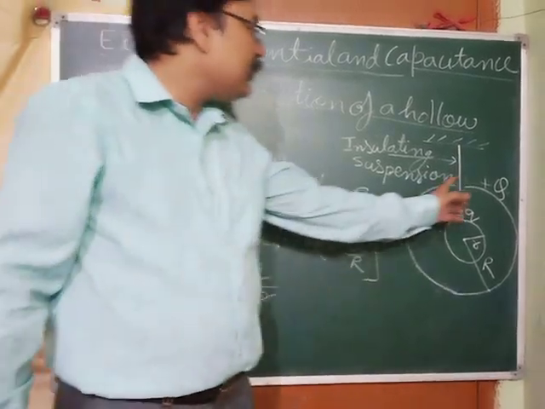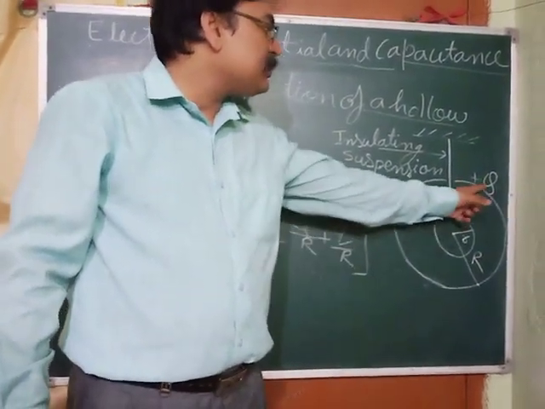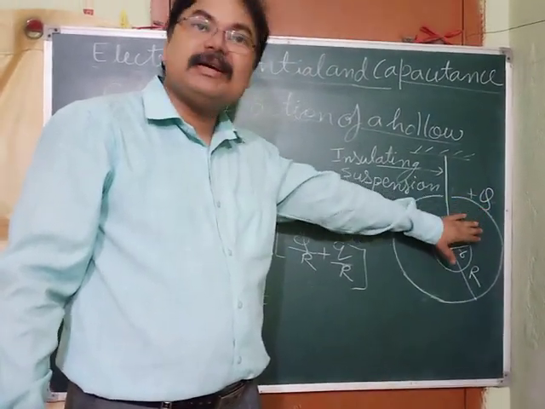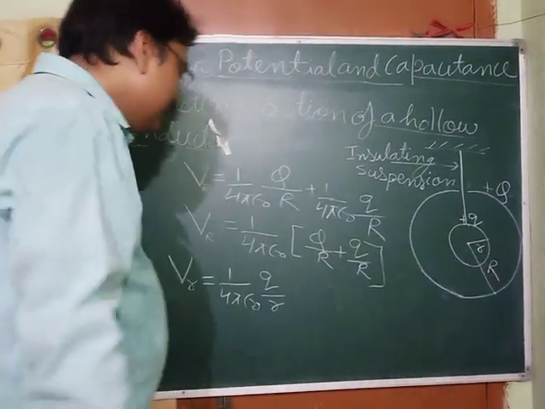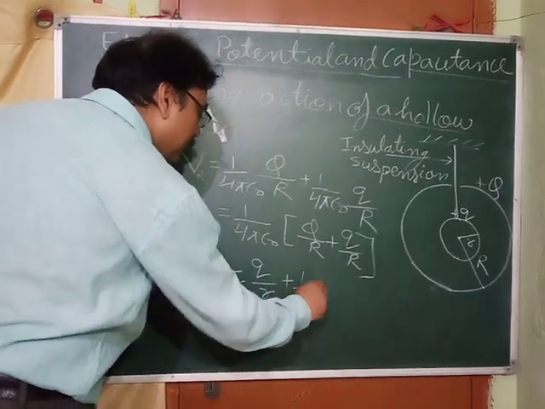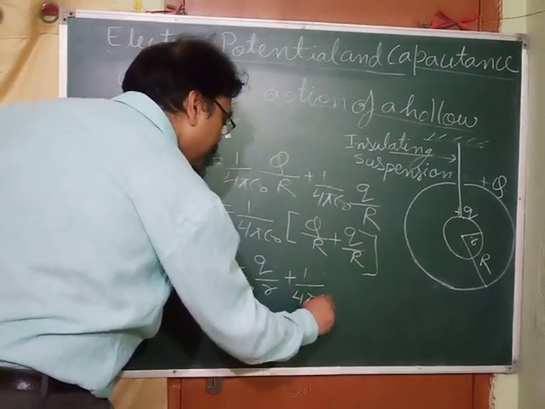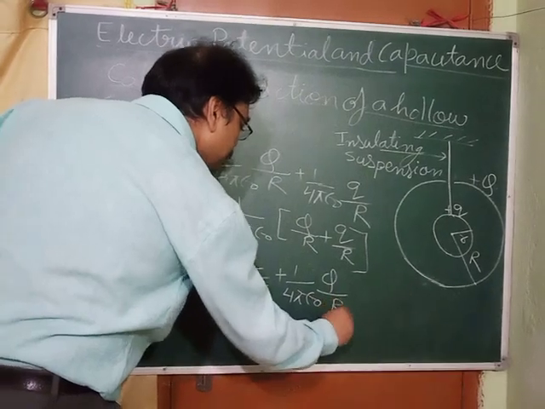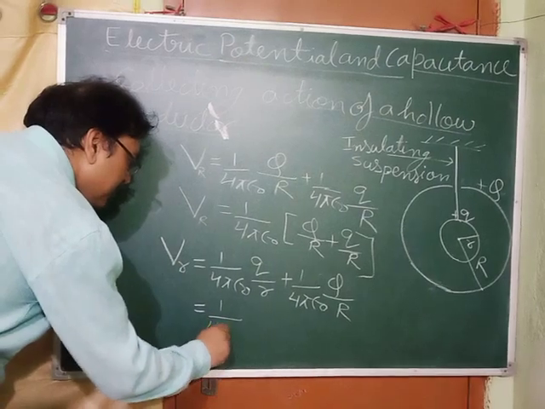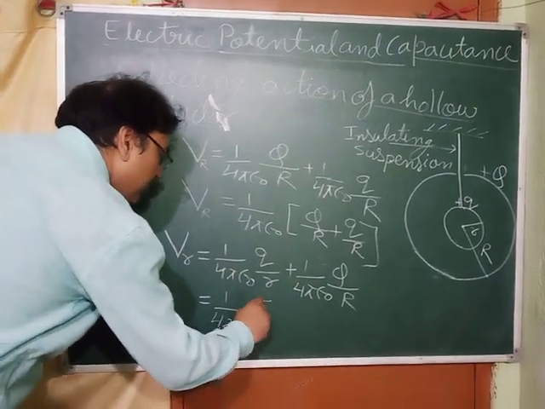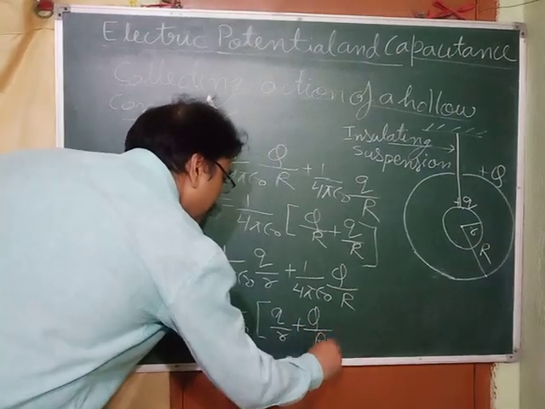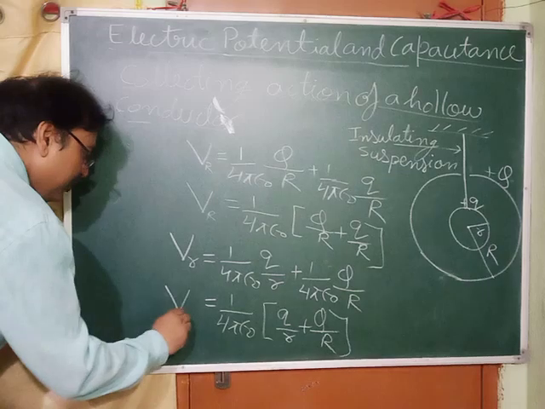Second, we know that when there is a spherical cell with charge q, whatever potential it has on its surface, the same potential it has inside as well. So due to this charge, what will the potential here be? It will be plus 1 by 4 pi epsilon naught q by r. Again we can take common 1 by 4 pi epsilon naught, and we get q by small r plus capital Q by capital R. That's what we got, VR.